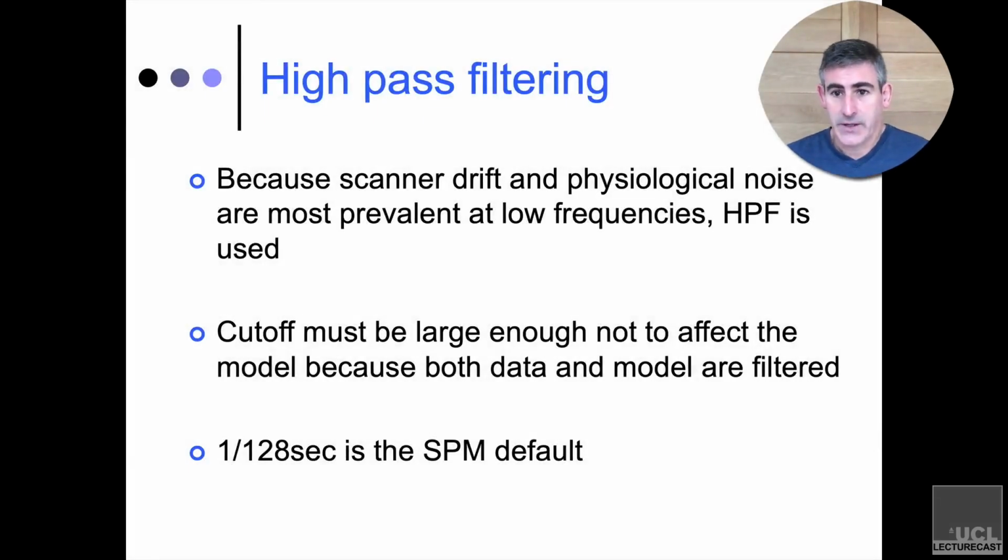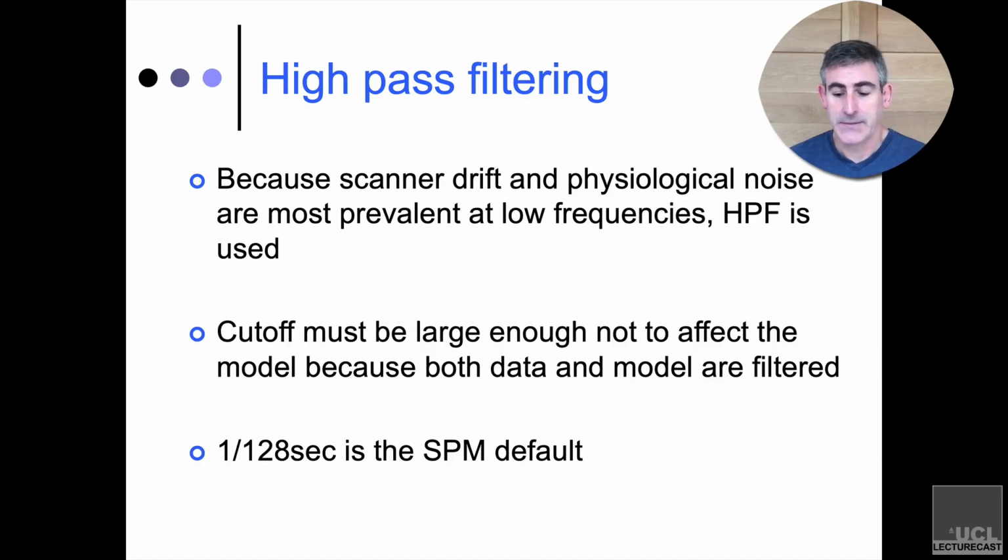So the final thing I want to talk about is just an extension of that, which is that we're also going to include what's called high-pass filtering in here. Because scanner drift and physiological noise lead to primarily low-frequency noise signals, if we use a high-pass filter, we're going to filter out those low frequencies and allow the higher frequencies to pass through unaffected.